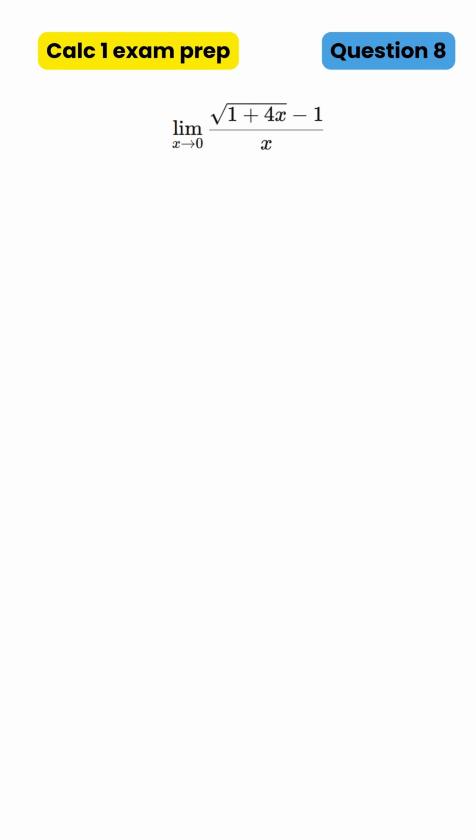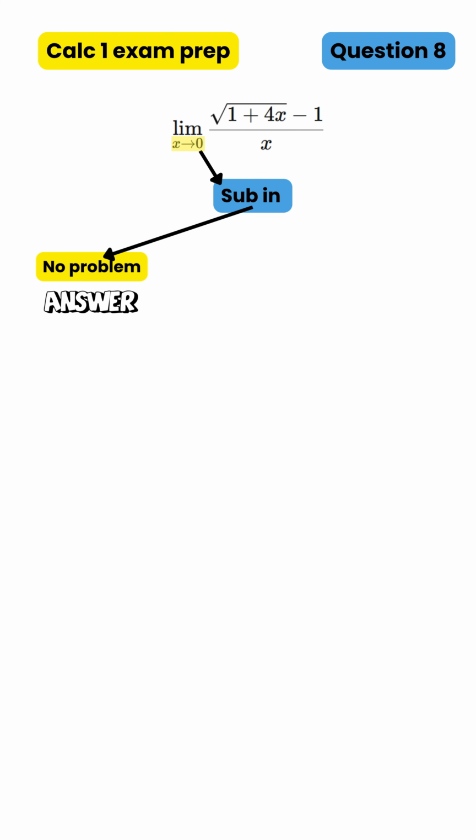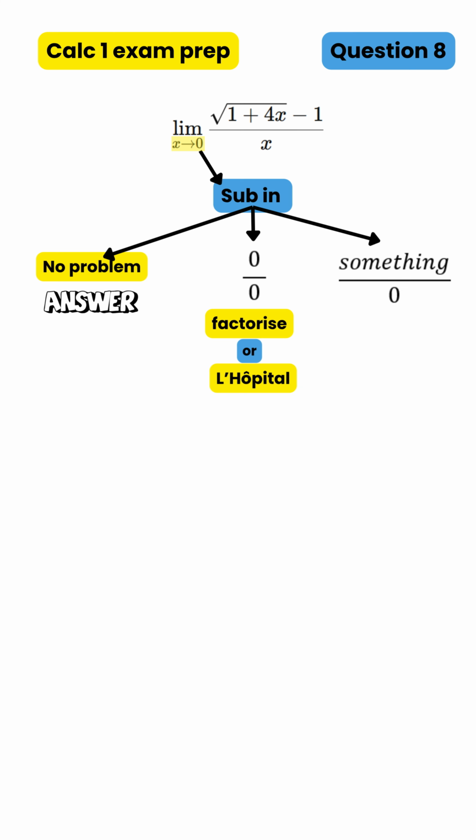In this question, a limit is given. Our first step with any limit is to substitute the approach value and see what happens. If we can plug it in without an issue, that's our answer. If we plug it in and get 0 over 0, we try factoring or L'Hopital's rule. The third possibility is getting a number over 0. Then we do a sign analysis.